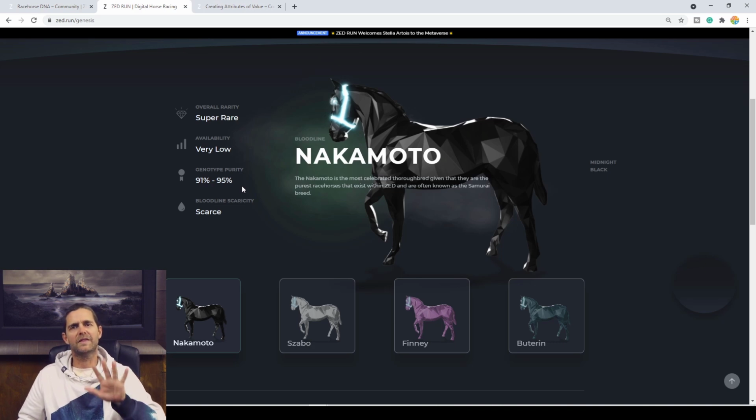But possibly even the more important detail of the Nakamoto is that they contain 91 to 95% genotype purity, as it's written there. And what might that mean? Well, in my opinion, and this is just my own opinion that I've formed, the Genesis racehorses are the guardians of the Zed Run DNA. Okay, so throughout those 38,000, they basically hold the keys to the future bred champions within Zed Run.